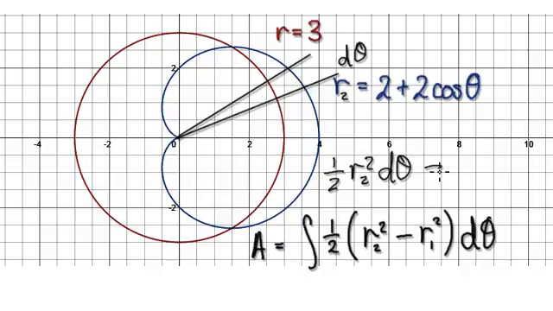But then we've got to take away the inner sector, this sector here. That would be a half r, let's say this is r1 here, a half r1 squared d theta. This block here is the area of this inner sector. So we get the outer sector, take away the inner sector, and what's left is this bit here. It's what we want, and we want to sum up everything.